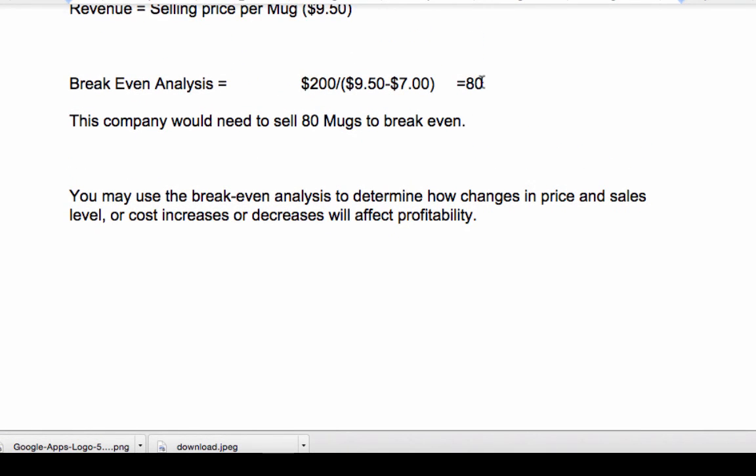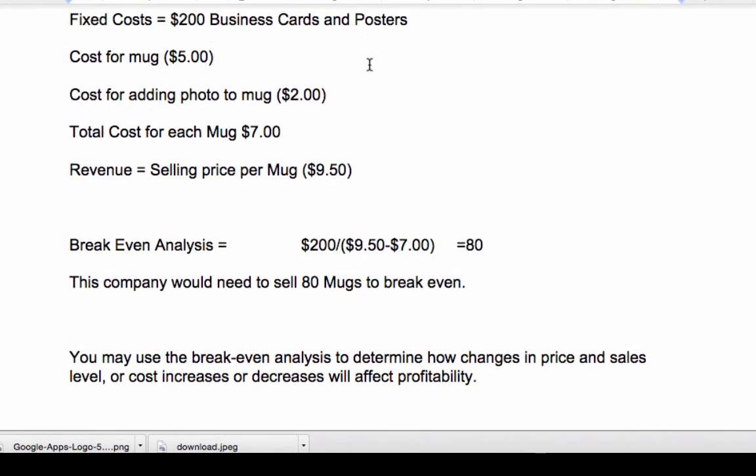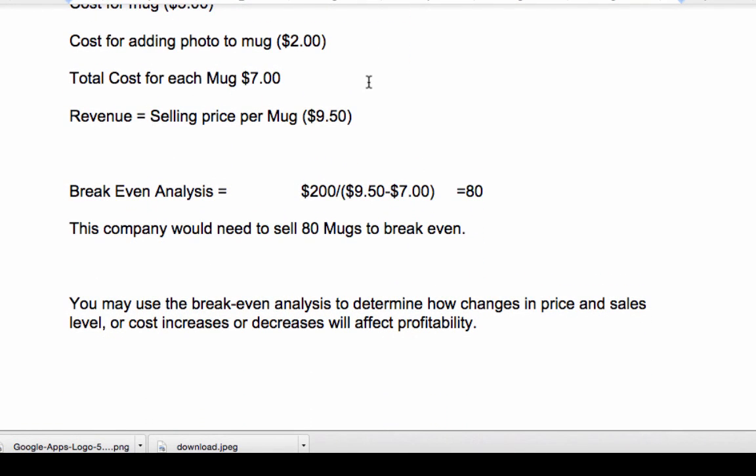So if you're not happy with this 80 mugs that you need to sell, you could increase your price. So the more you increase your price, the fewer units you would have to sell. However, if you get your costs down as well, the fewer units you would have to sell to break even. So companies use the break-even analysis very often when they're starting up so that they can get a good handle on how many they're going to need to sell of their product in order to be profitable.